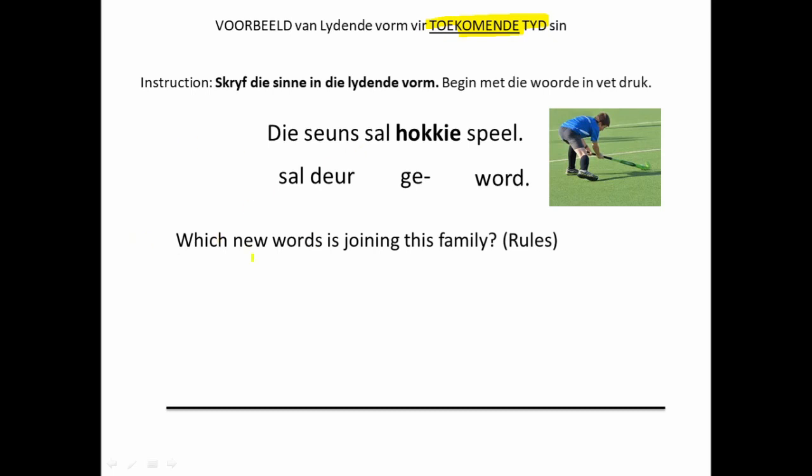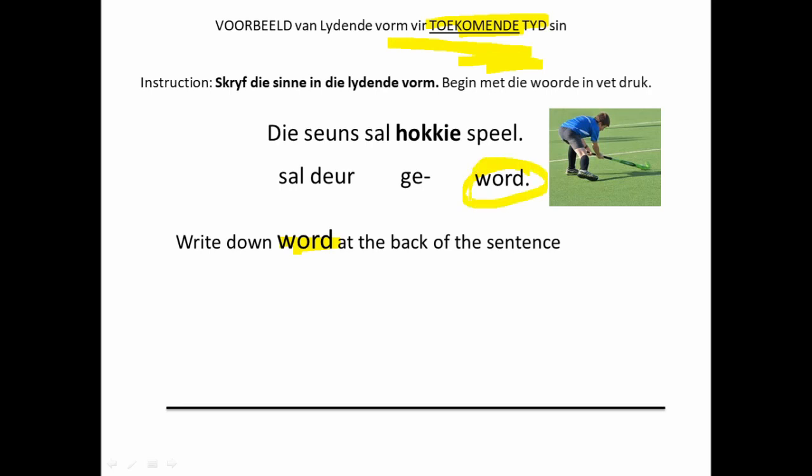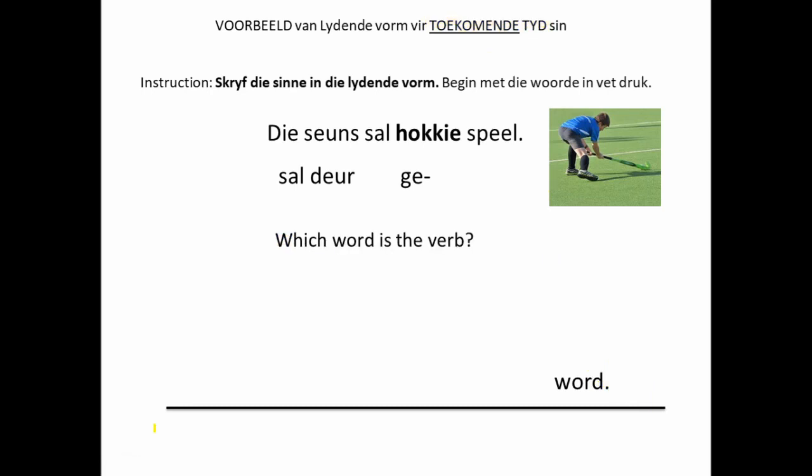How do we apply these rules? Let's see. Write down word at the back of the sentence. Do you see the rules are different when it comes to toekomende tyd? I need to write down this first word at the back of the sentence. I do that immediately because I am applying the rule for toekomende tyd. What do I do next? Which word is the verb?